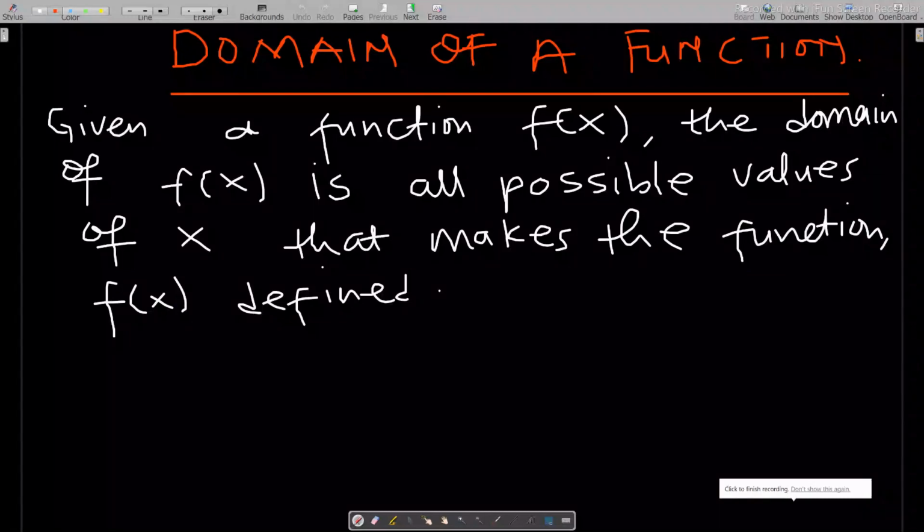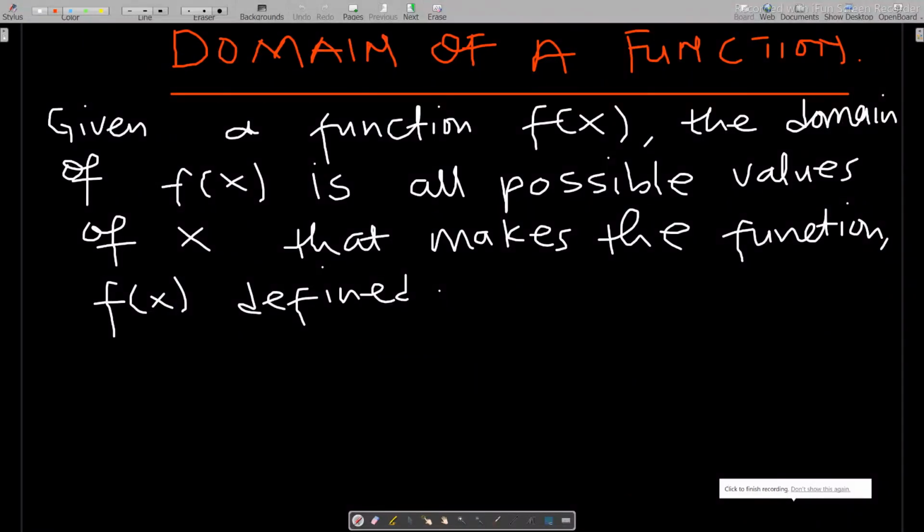Hello, welcome to this lesson of our study of calculus 1. So in this lesson we just go through the domain of a function.